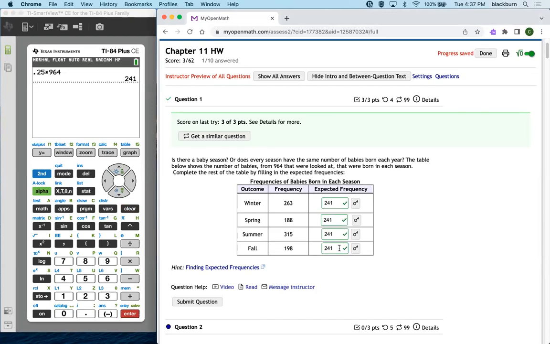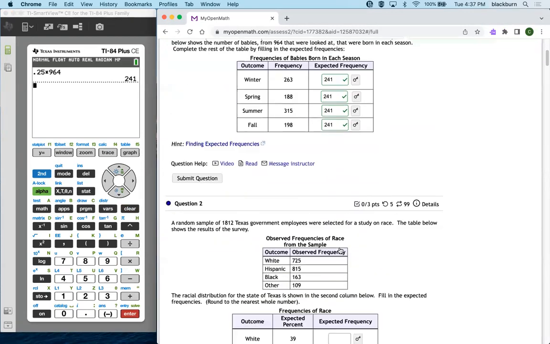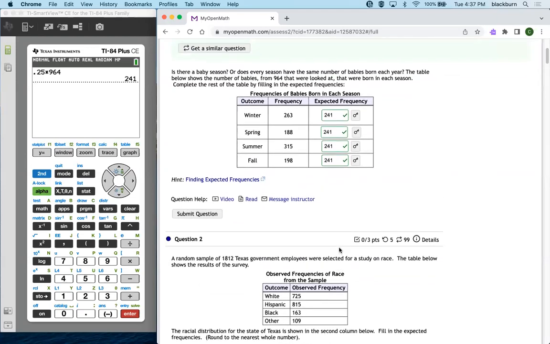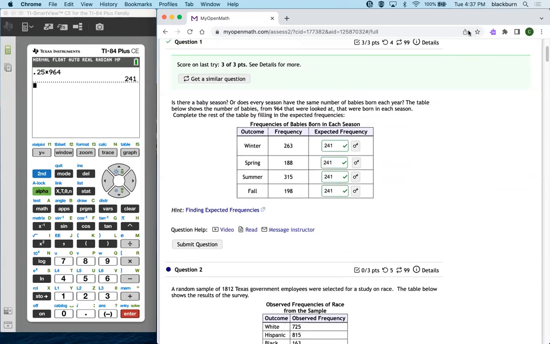So I think 2 behaves the same way. I think 3 is a little bit different. So, Estelle, unless you stop me, I'm just going to roll through.